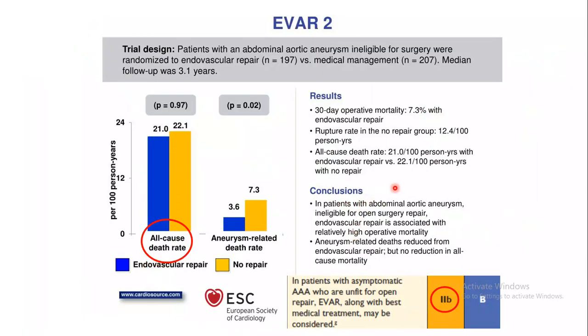And in a specific subgroup of patients with high comorbidities and not fit for surgery, intervention with EVAR in such high-risk patients didn't actually decrease all-cause death, only aneurysm-related death. And this is actually expected due to unexpected death related to non-cardiac or non-aneurysm-related causes, due to high comorbidities in such patients who are unfit for surgery. So the class of recommendation here is 2B.